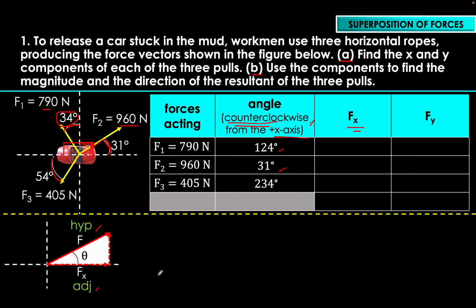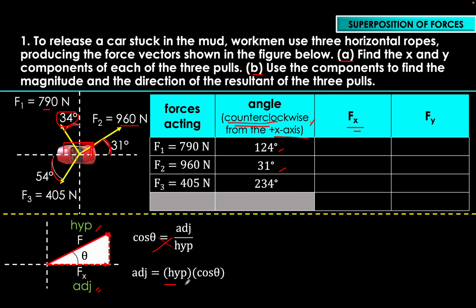And because you know your hypotenuse, the best trigonometric function to use is the cosine function, because based on SOHCAHTOA, cosine is adjacent over hypotenuse. And then since we're looking for the adjacent side, or f sub x, we're gonna do cross multiplication. If you do that, you're going to have adjacent side equals hypotenuse times cosine theta.